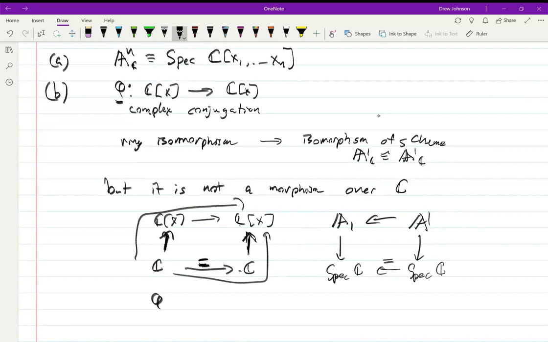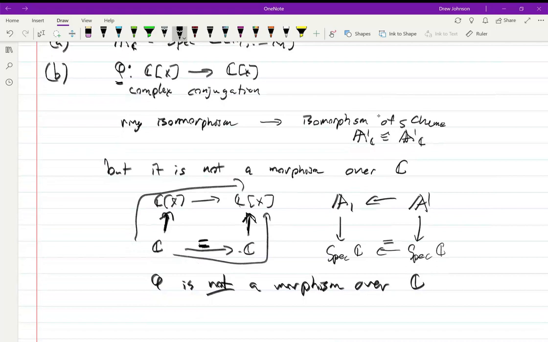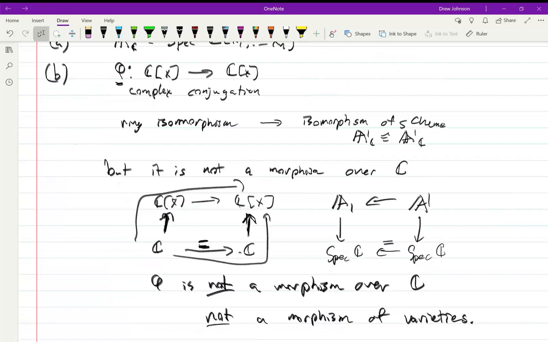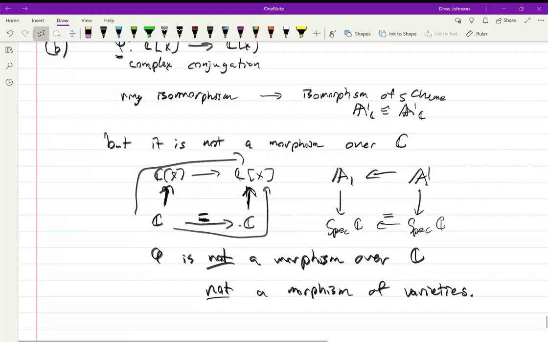So phi is not a morphism over C, so it's not a morphism of varieties. Okay, so technically it's a morphism of schemes, but it's not a morphism of schemes over C, and so it's not going to correspond to a morphism of varieties. Okay, that's it for our chapter on schemes, and we'll continue on with sheaves of modules next time.